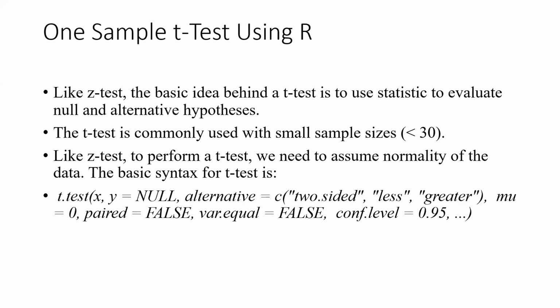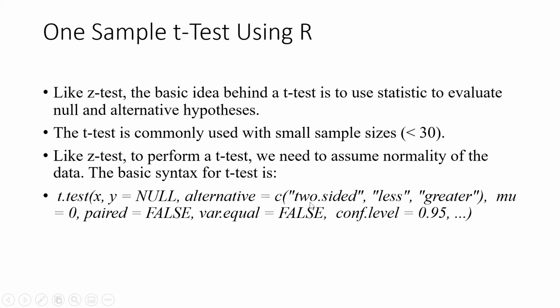So that takes us to one sample t-test using R. Like z-test, the basic idea behind the t-test is to use statistics to evaluate null and alternative hypotheses. The t-test is commonly used with small sample sizes, most of the time less than 30. So like z-test, to perform a t-test, we need to assume normality of the data. And the basic syntax for our t-test is t.test, then our data sets.